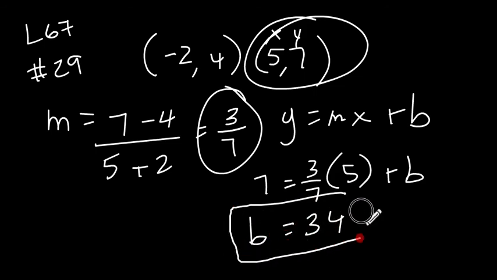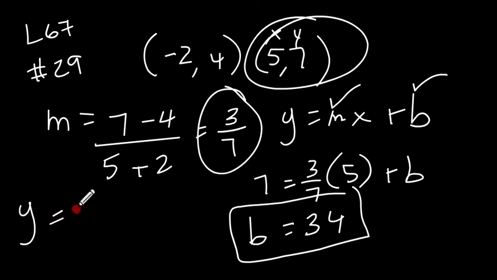So you have your m and your b. You go back to y equals mx plus b, and you replace your m and your b with what m and b are equal to. So you get y equals 3/7 x plus 34.